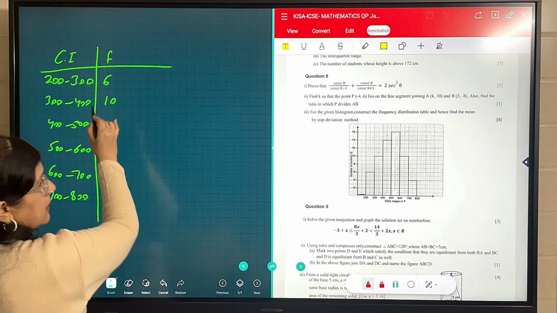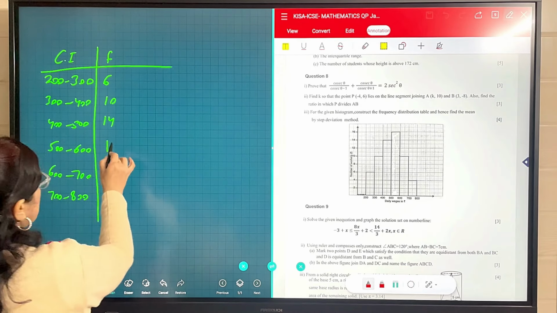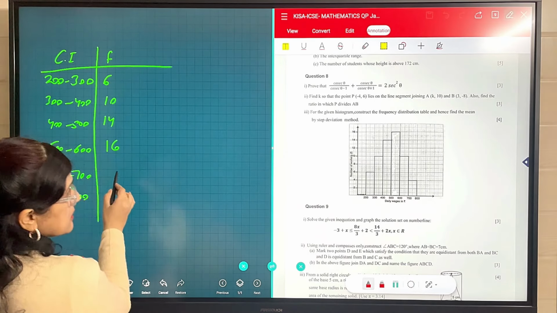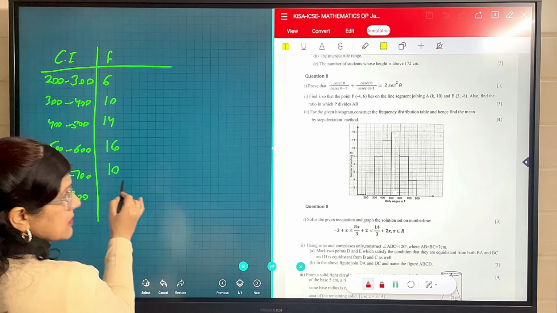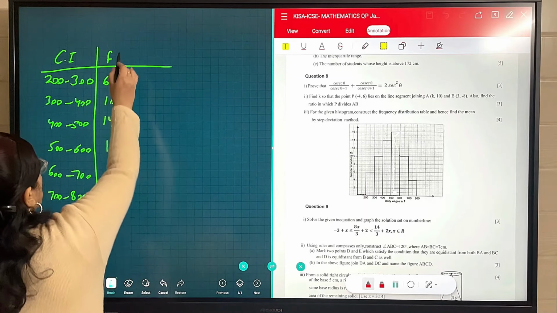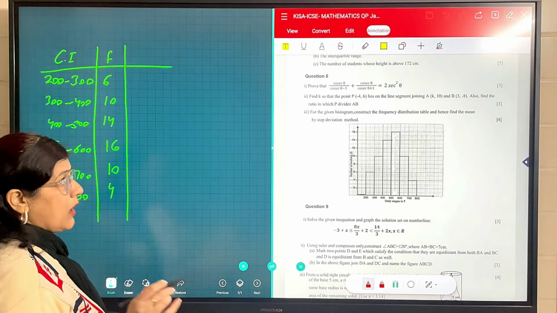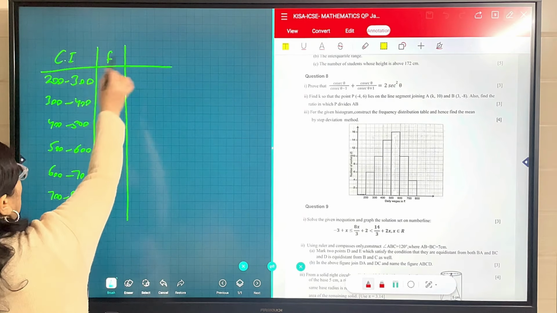Next it is 10. Next it is 14. Next to 14 it is 16. Then next it is 10, and then the last it is again 4. So these are the corresponding frequencies. Now for the step deviation method, first we have to come to the class mark.